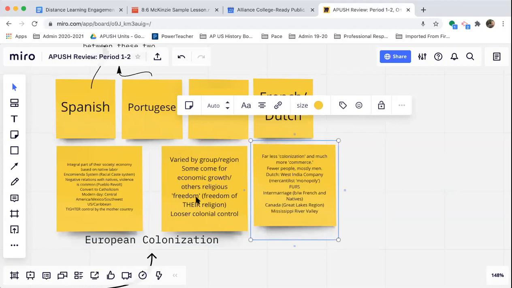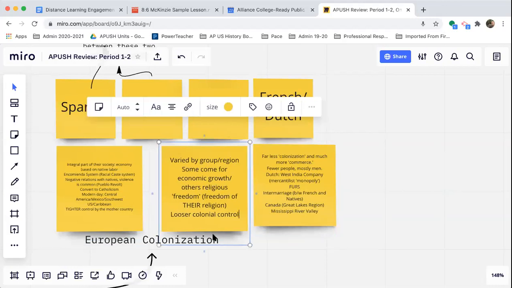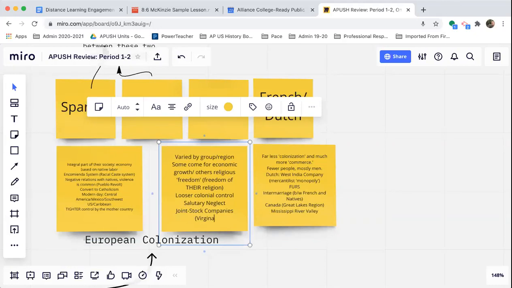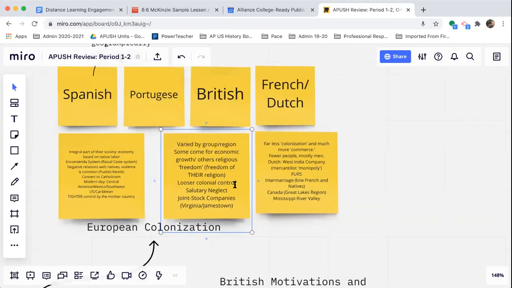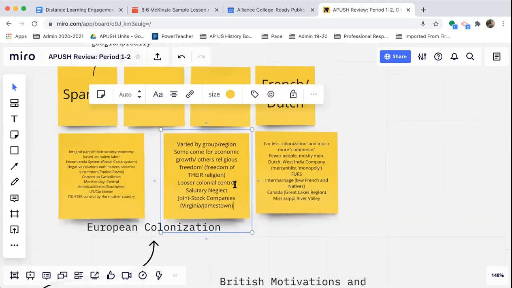All right, I think that does a good job. We can add a little more to the British. We have a lot of time on the British later. We can add salutary neglect here if you'd like. We can add, this is important, joint stock companies, right? Because those provide the funding early on when the government's not willing to pay for the funding. Joint stock companies are important, at least for Virginia. Jamestown. Cool. All right. How are the relations with the natives, with the English?